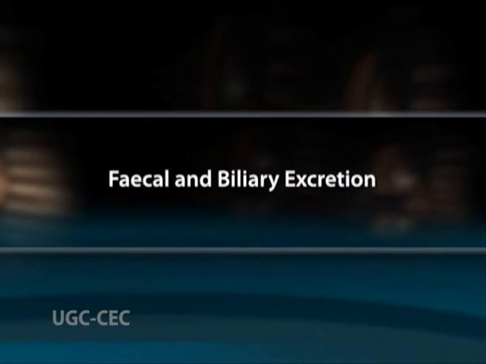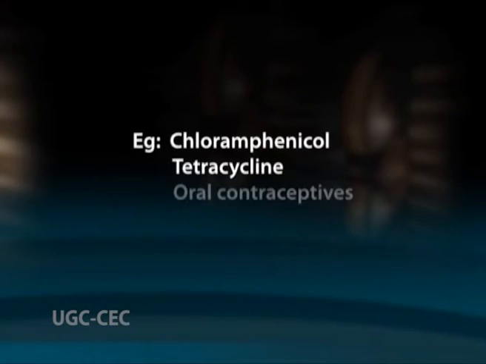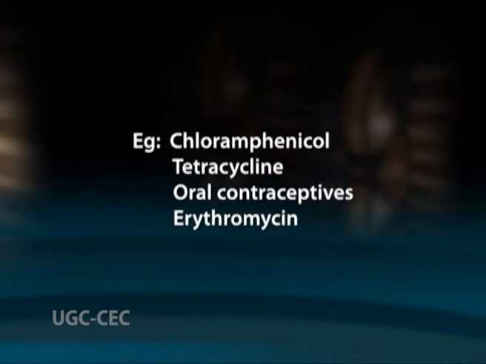Faecal and biliary excretion. Unabsorbed portion of the orally administered drugs are eliminated through the feces. Liver transfers acids, bases and unionized molecules into bile by specific transport processes. Large water soluble conjugates are excreted in the bile. Some drugs may get reabsorbed in the lower portion of the gut and are carried back to the liver. Such recycling is called enterohepatic circulation and it prolongs the duration of action of the drug. Examples: chloramphenicol, tetracycline, oral contraceptives and erythromycin.